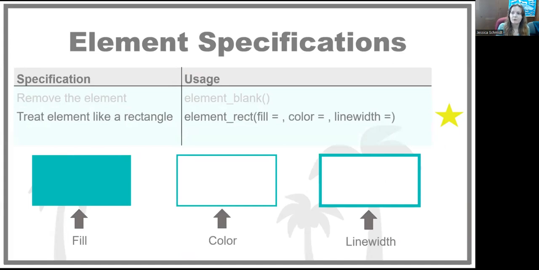So by making the background a rectangle, we can customize it with a fill color. We can customize it with an outline color. And we can adjust the line width, all like we've done for other aspects of our ggplot. So by making it a rectangle, we can actually use these different parameters. So fill equals, color equals, line width equals, all sorts of things.